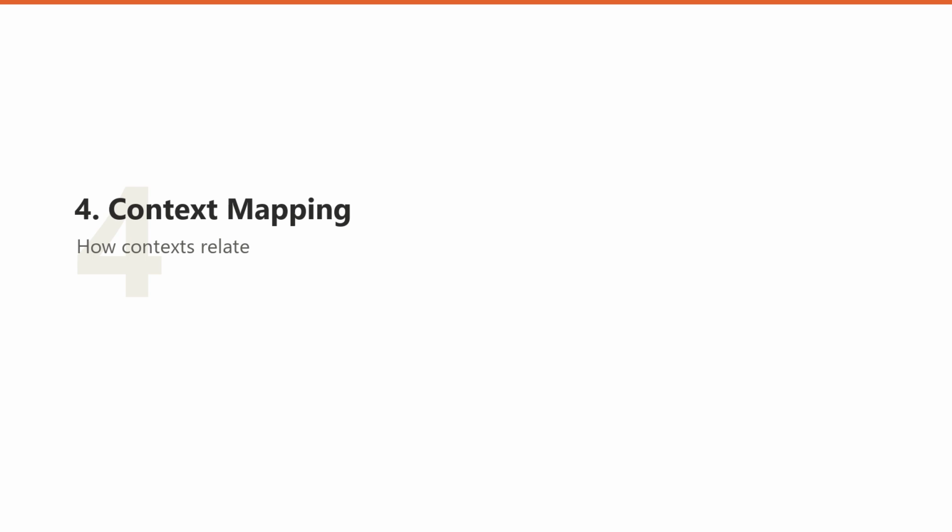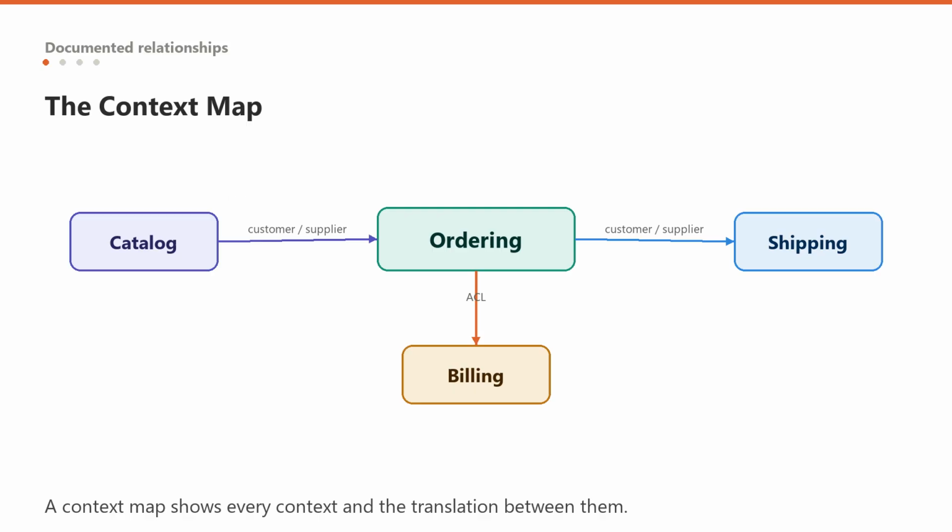Concept 4. Context mapping. Contexts don't live in isolation, they have to talk. A context map documents how they relate. Some common relationships. Shared kernel, where two contexts agree to share a small common model. Customer supplier, where an upstream context provides what a downstream one needs. Conformist, where a downstream context just accepts the upstream model as is. And the one interviewers love, the anti-corruption layer, which we'll cover next. The context map is the big picture. It shows every context and the translation between them.